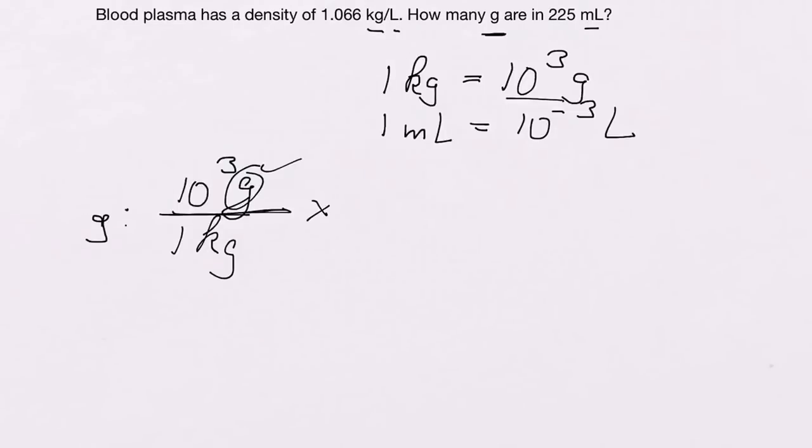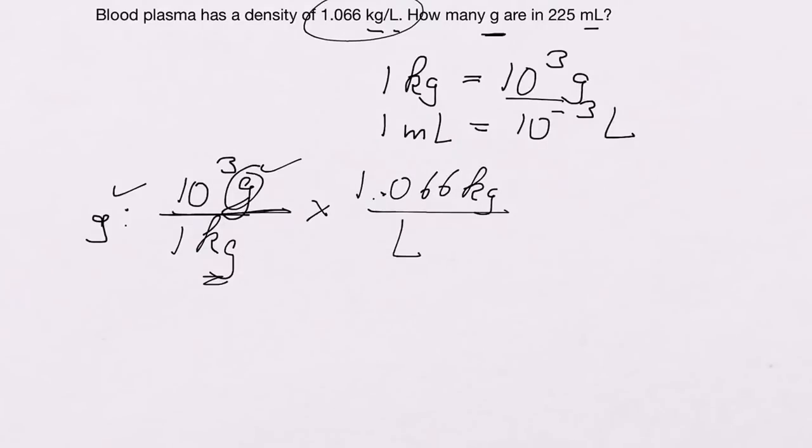Now we've got the right unit up here, grams, and we need to get rid of the kilograms. And do we have kilograms anywhere? Yes, we've got kilograms here. So I have 1.066 kilograms in 1 liter. Now the kilograms cancel out, and I've got the liter there. Do I have liter anywhere? Yes, I've got the liters here. So I write it again so that the units cancel out. So I have 10 to the minus 3 liter in 1 milliliter.